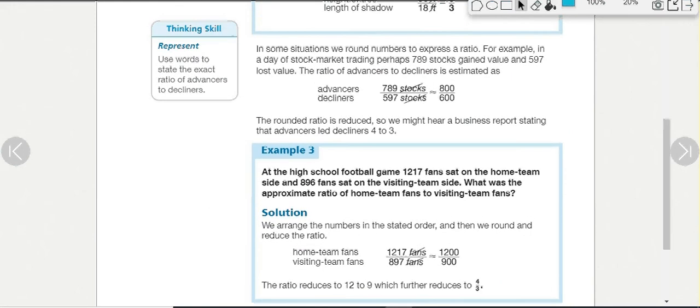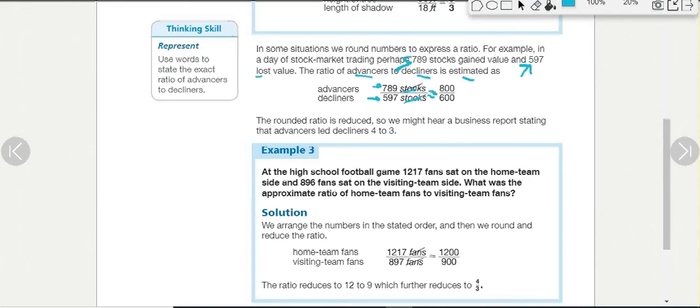In some situations, we round to express a ratio. Like if we said we had a day of stock market trading, let's say 789 stocks gained value and 597 lost value. What's the ratio of gaining value and losing value? Advancers to decliners. Estimated 789 to 597. That's what we've been doing. Cross out stocks. But let's make that approximate.